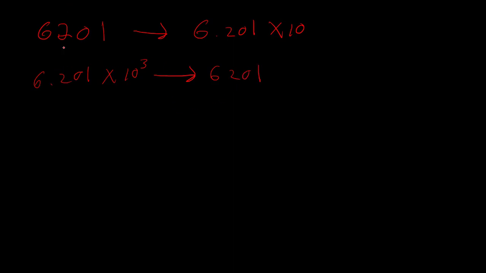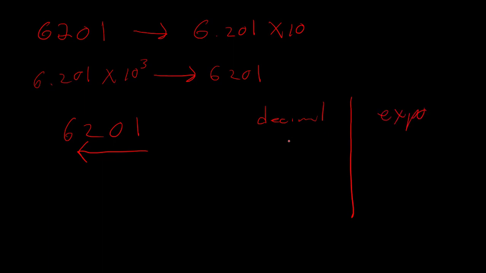Okay, what we've been doing up to this point is putting numbers into scientific notation. What I want to do now is pull them back out of scientific notation to a regular number. When we put numbers into scientific notation, like this 6,201, if a decimal moved to the left, then we would get a positive exponent. And if a decimal moved to the right, we would get a negative exponent.